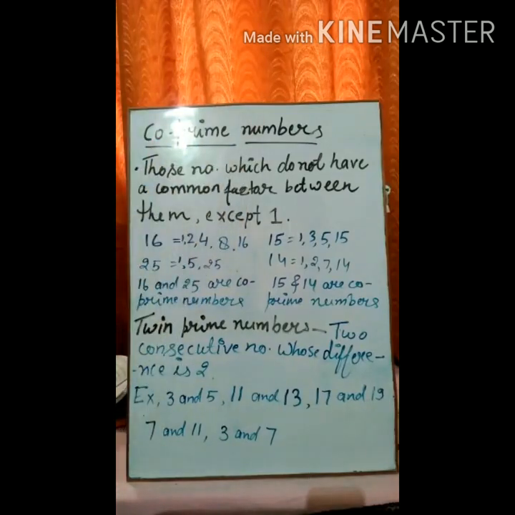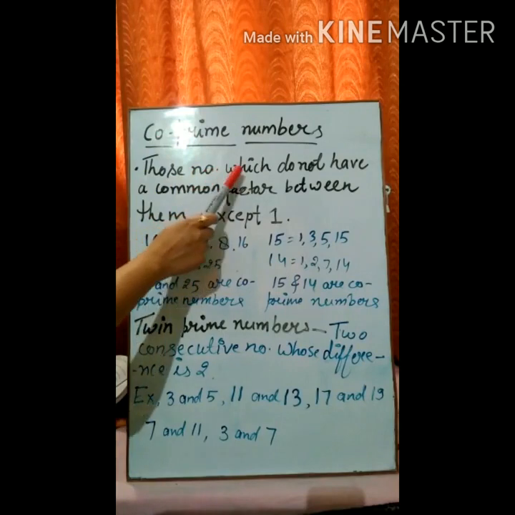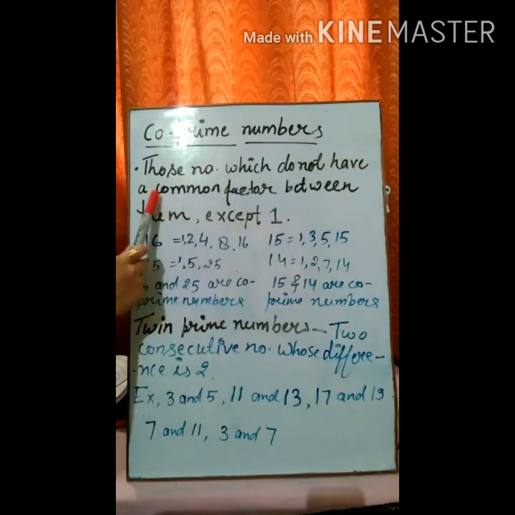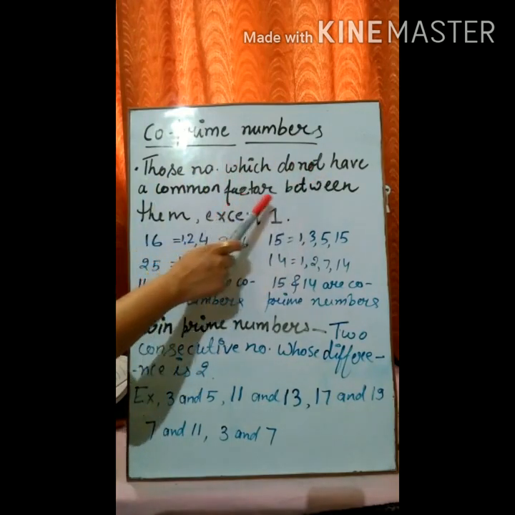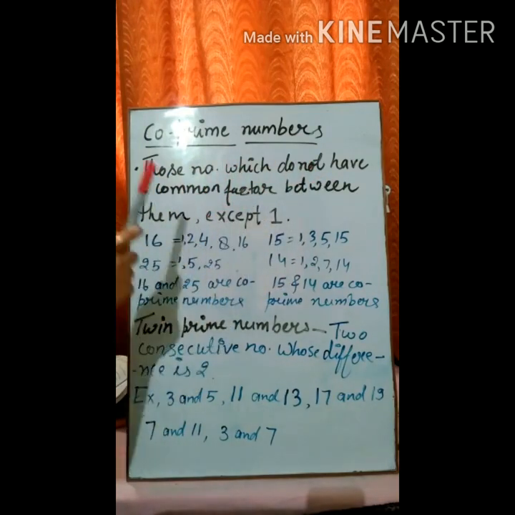Co-prime numbers are those numbers which do not have a common factor between them except 1. I repeat, those numbers which do not have a common factor between them except 1. For example, 16 and 25.